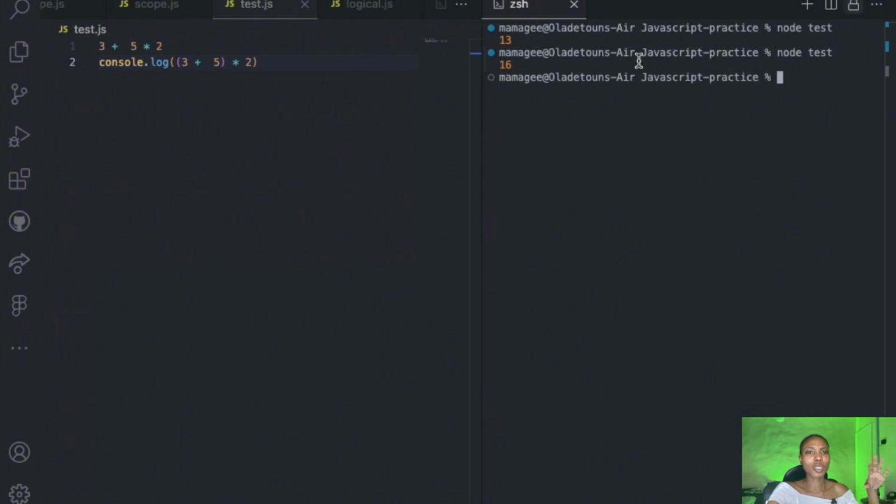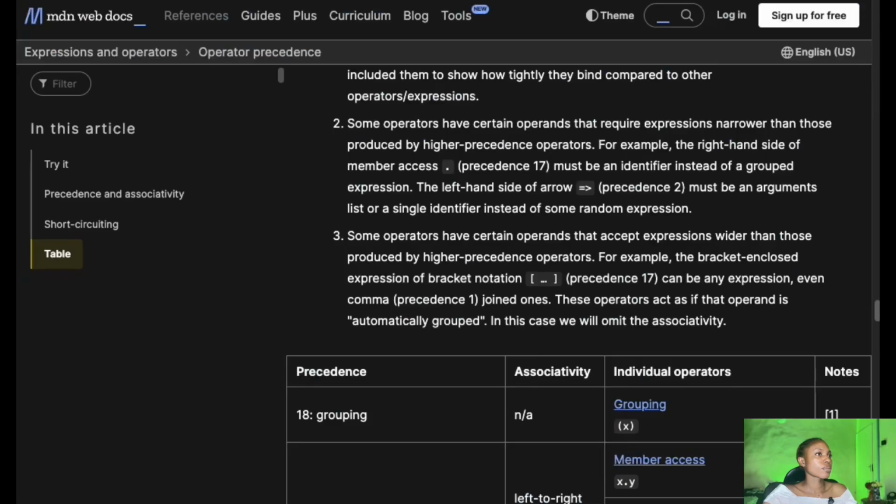And of course, if you're finding it confusing, you can always refer back to the documentation, MDN, or you can even check W3Schools. You don't have to memorize the operator precedence values. Just access the documentation whenever you need it.